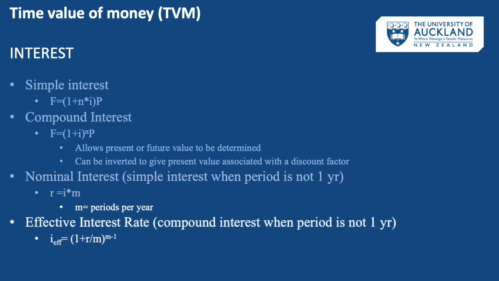The effective interest rate is simply the compound interest when the period is not 1 year. And so the equation is a little more complex. It's I sub EFF for effective interest rate, and it's equal to 1 plus R, the nominal interest rate, divided by M, which is the number of periods per year, with the exponent outside the parentheses of M, minus 1.